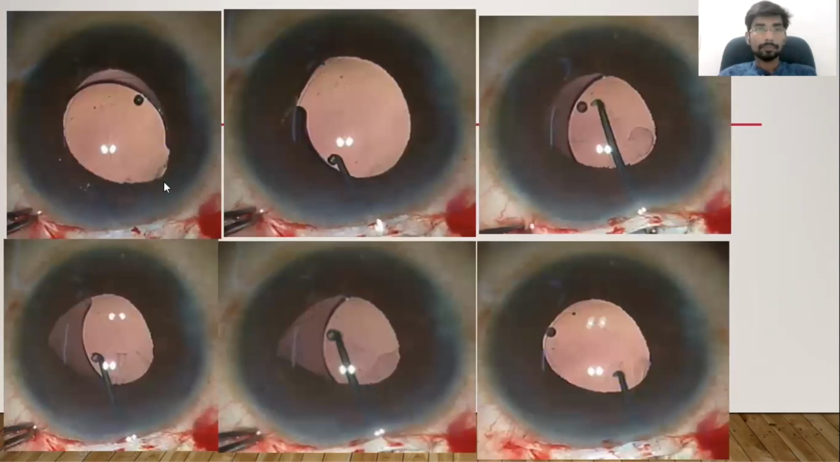So with the Sinskey hook we are dialing the optic via the dialing hole. Here the lens is positioned in the bag.